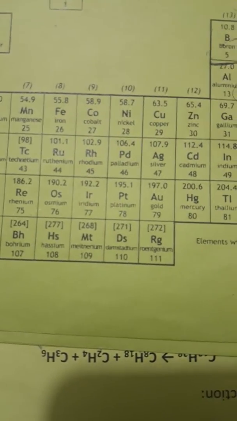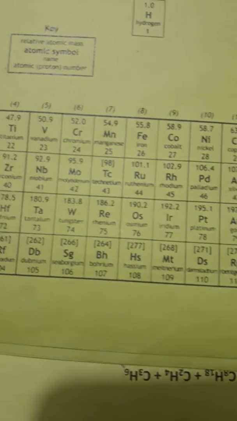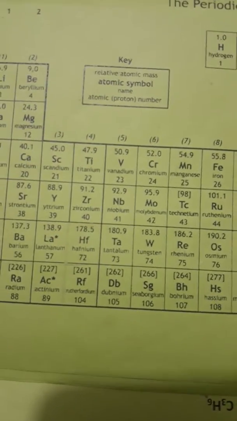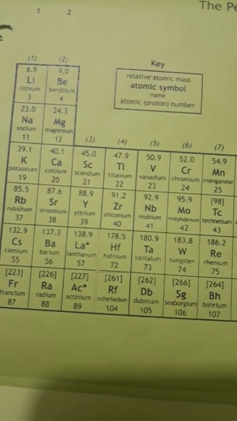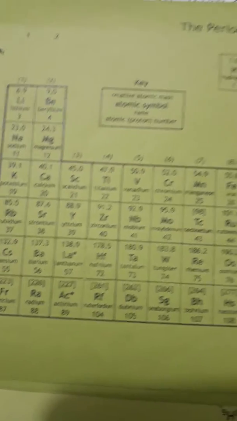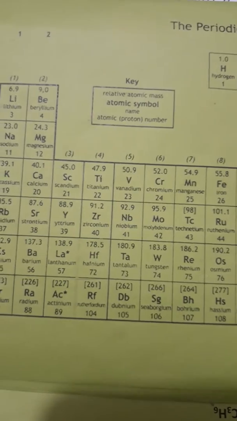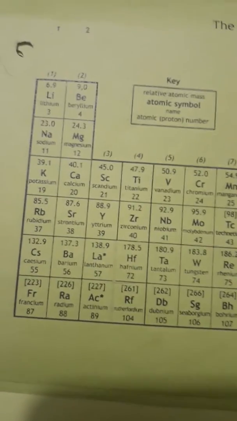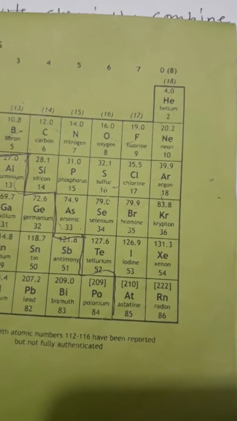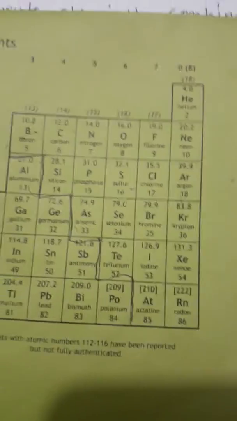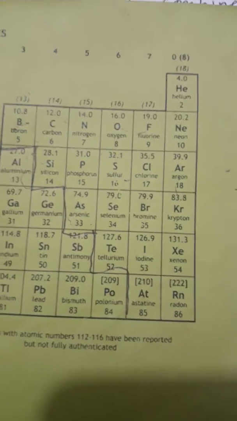Now we have to know some properties of metals and non-metals. Metals, remember, always form positive ions. How do metals form positive ions? By losing electrons. And non-metals form negative ions by gaining electrons from metals.